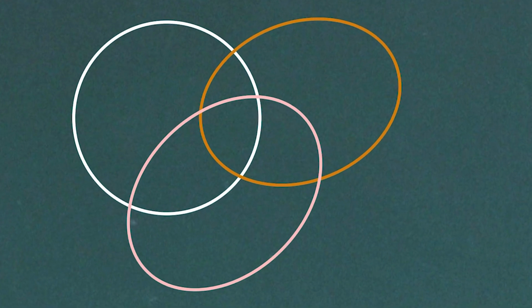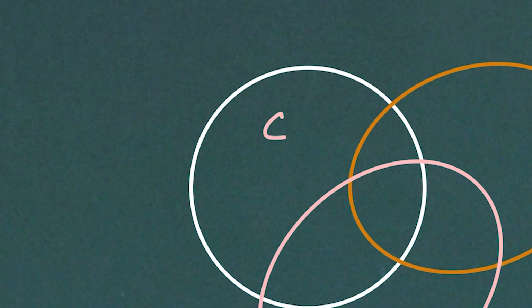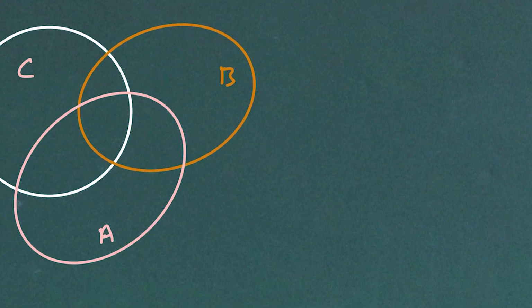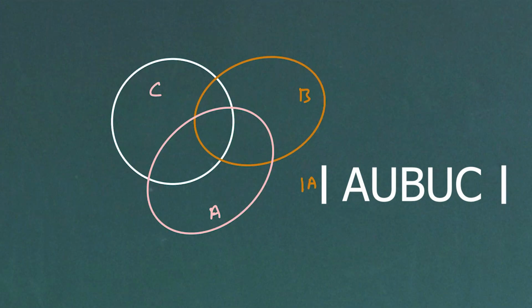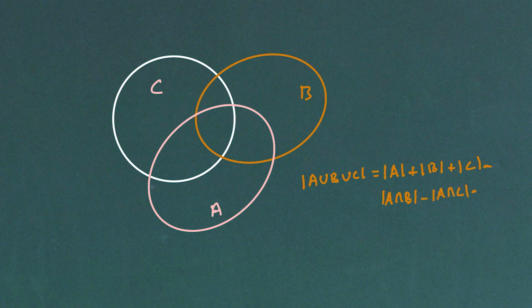For the three-set system, let's try to visualize it by drawing three sets. We will give the sets names capital A, B, and C. The inclusion-exclusion principle for a three-set system is the cardinality or size of A union B union C. The formula is given in orange. So how do we understand this formula intuitively?